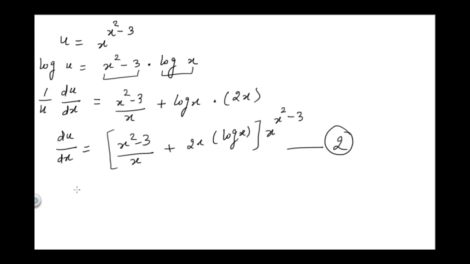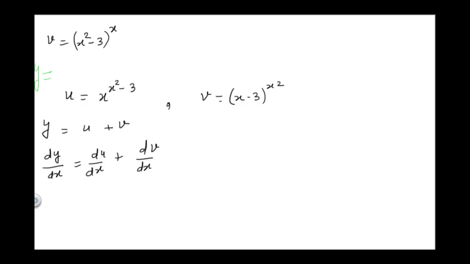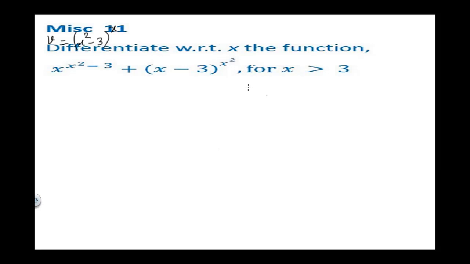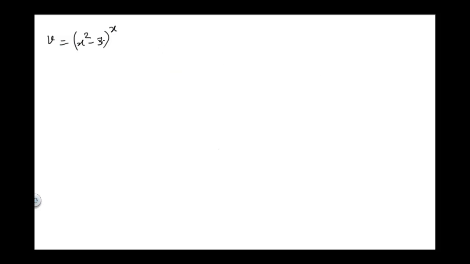What is v actually given to us? Let us do that on another page. Let us just see the question once. See here, the question is x minus 3 to the power x square and x to the power x square minus 3. So v is actually x minus 3 to the power x square. So now we will differentiate it.